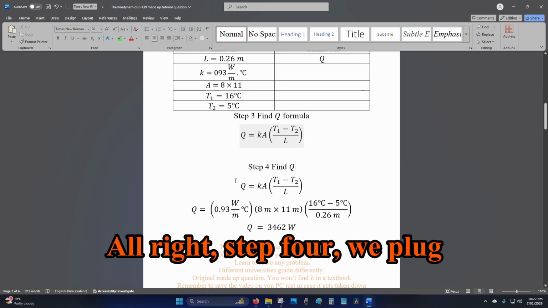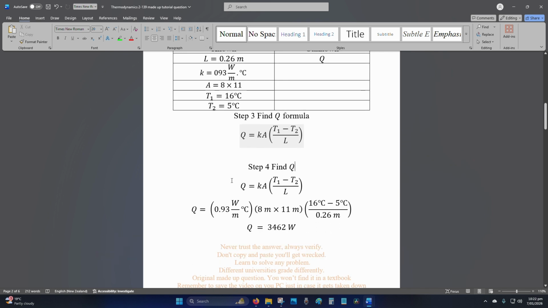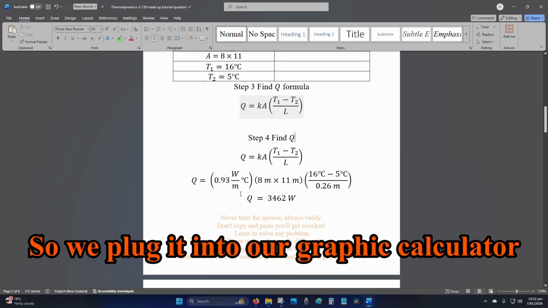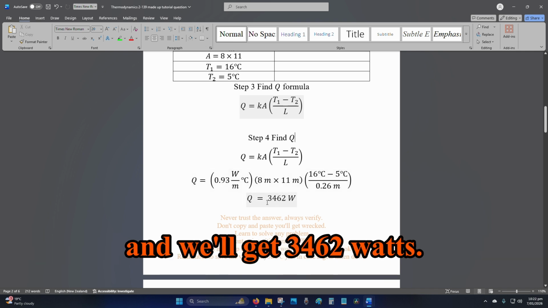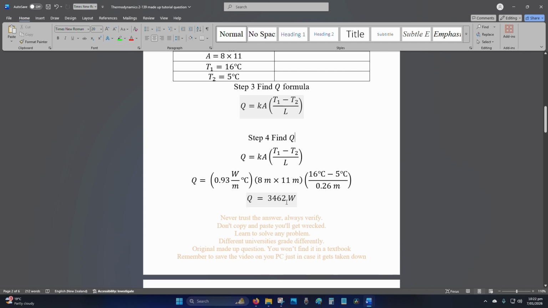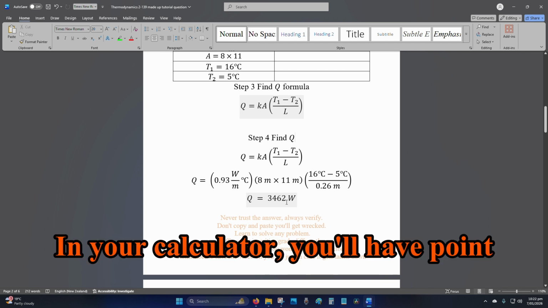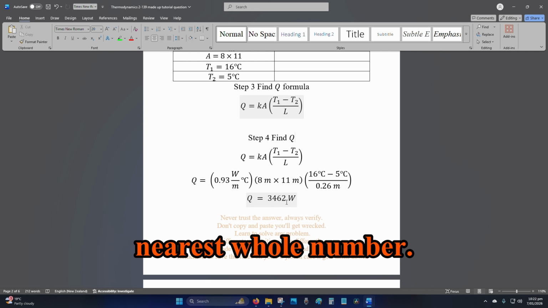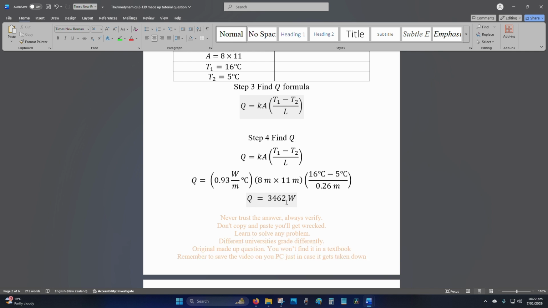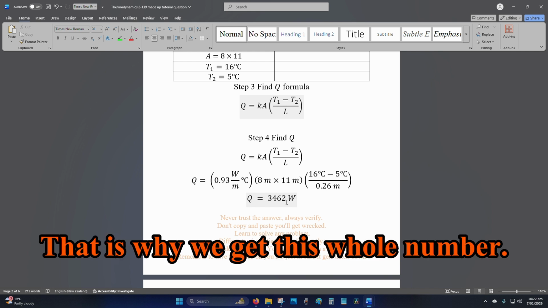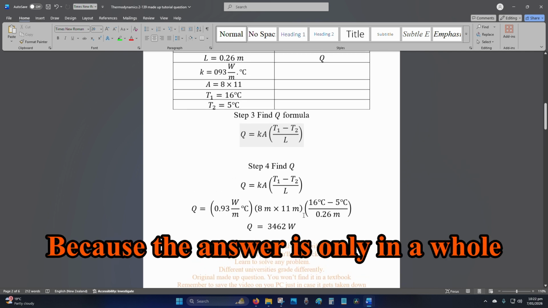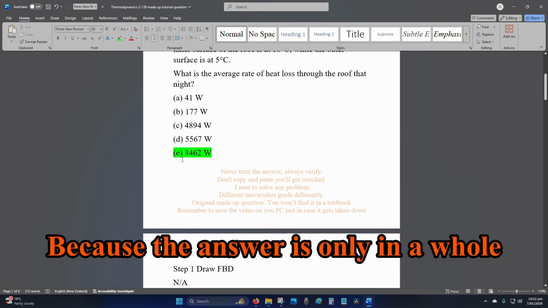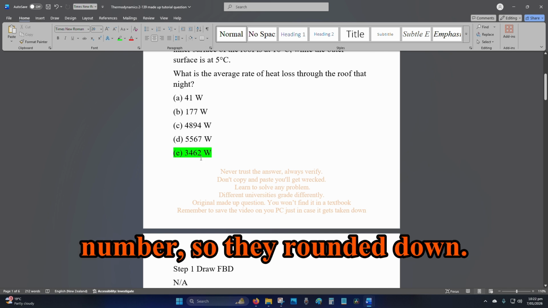Alright, step 4, we plug and play. Everything's given. So we plug it into our graphic calculator and we'll get 3,462 watts. In your calculator you'll have point something something. So we're going to round it down to the nearest whole number. That is why we get this whole number, because the answer is only in a whole number, so they round it down.